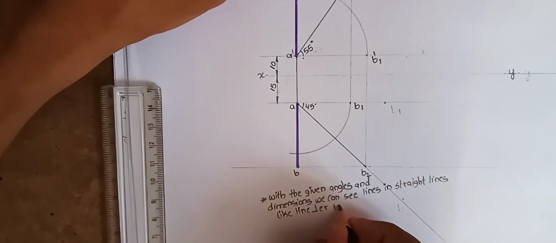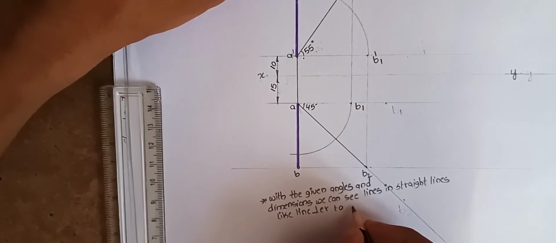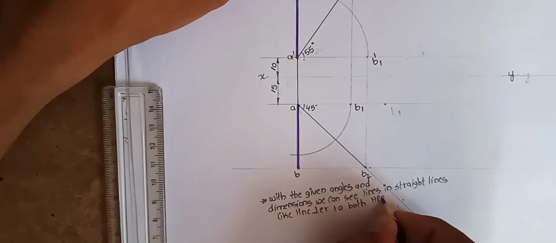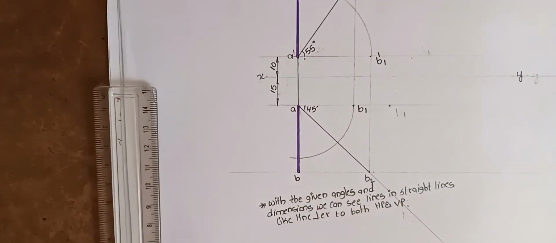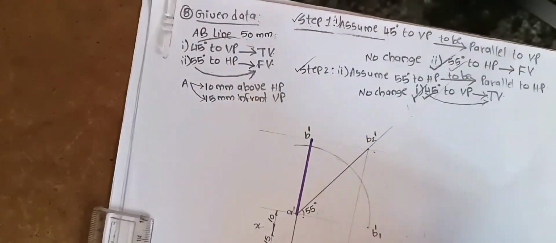Line perpendicular to both HP and VP, HP and VP. Okay, students, like that we have completed the problem.